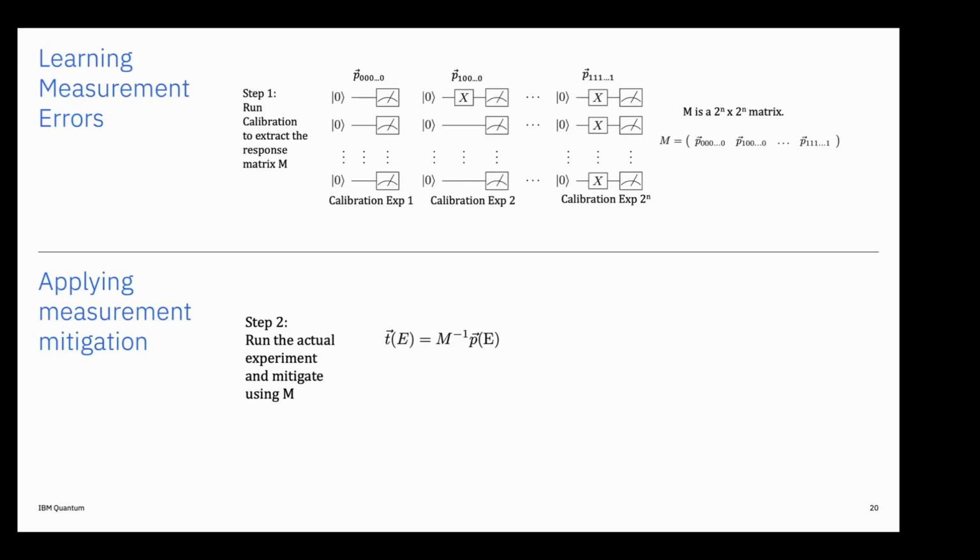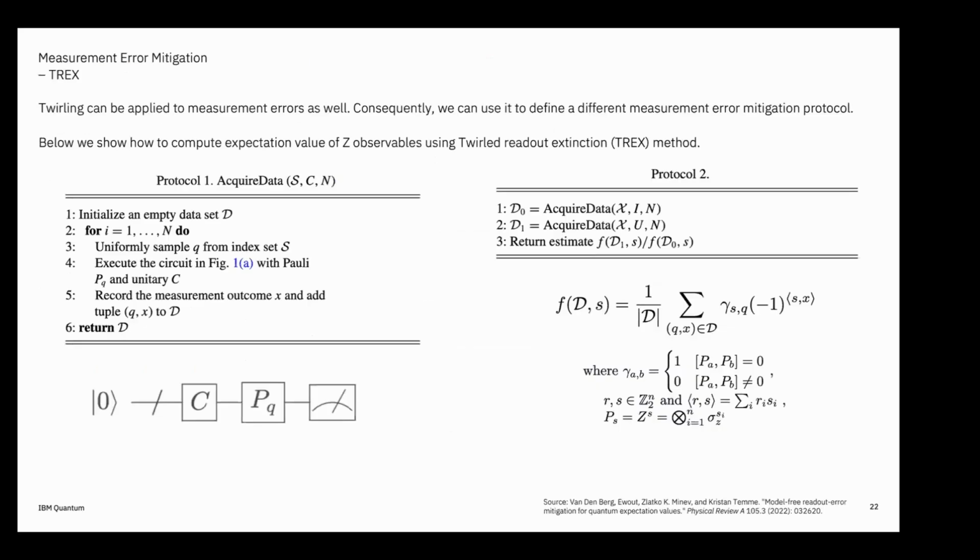That's why we like T-Rex, because the paper is called model-free readout error mitigation: you don't have to capture the response matrix. You just care about what values you want to compute and then go and get the distortion for those specific bit strings or observables.